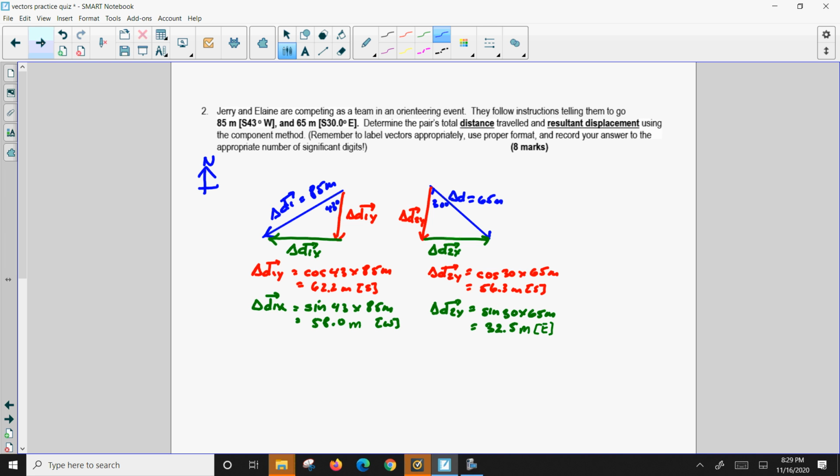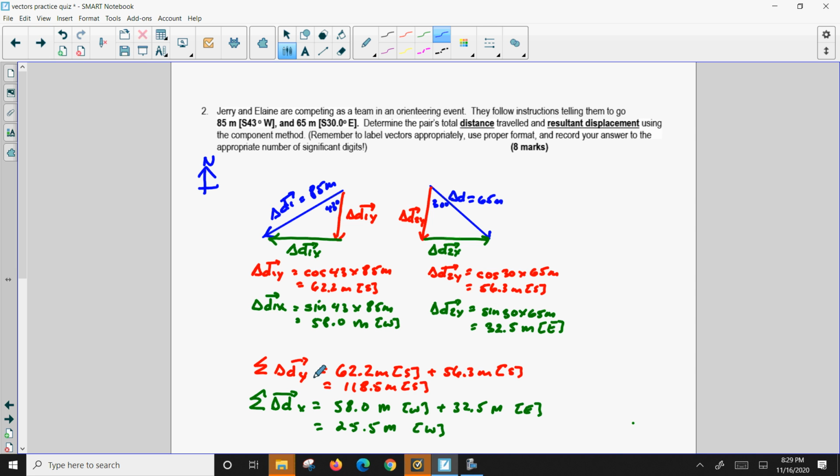So now we've got the x and y components. The next thing to do is find the total. For the total of the y, I'm going to be adding these two together. So 62.2 and 56.3 south gives us 118.5 south. Now the x, you have to be careful. I'm going 58 west and then 32.5 meters east. So when you're adding these together, remember you have to subtract this value from the 58. So you end up with 25.5 meters to the west. Just be mindful of that.